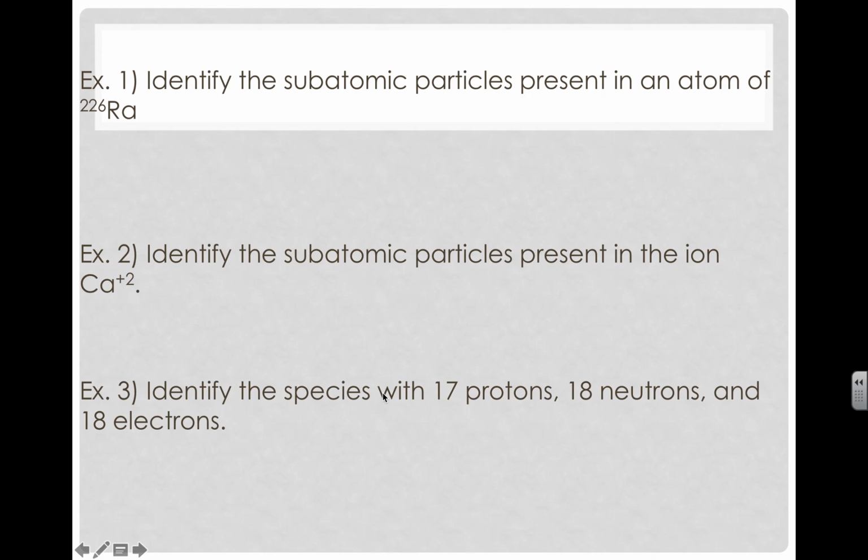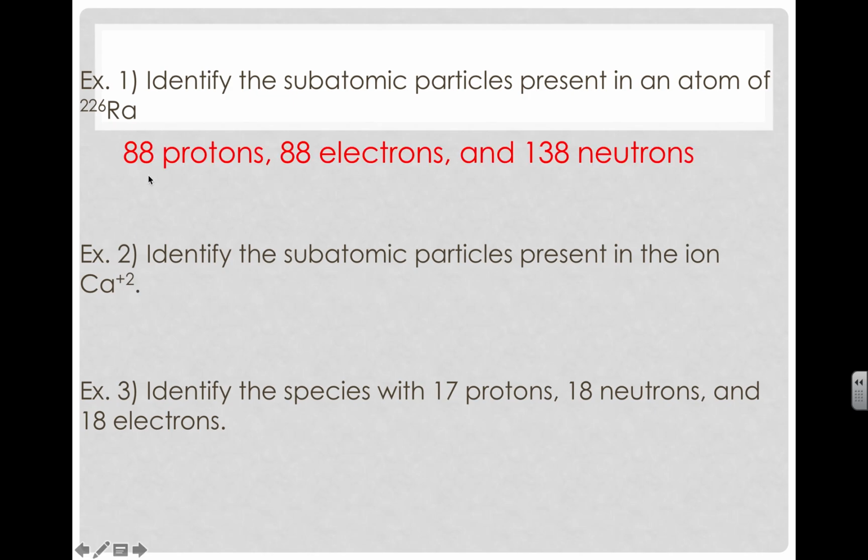So identify the subatomic particles present in an atom of radium-226. Well, we look up radium on the periodic table. We find out that it has 88 protons. So it has 88 electrons. It's a neutral atom, so it has no positive or negative charge, and it has 138 neutrons. So 226 minus 88 is 138. You'll find that the heavier you get, the more neutrons that you start to have. You get more neutrons than protons.